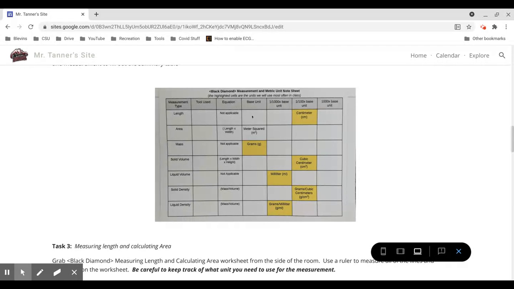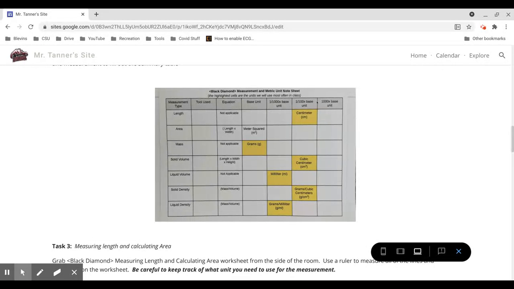Then it talks about the base unit, right? For length is a meter, area is a meter squared, mass is grams, solid volume is centimeters cubed, liquid volume is liter, solid density is grams per meter cubed, liquid density is grams per liter.